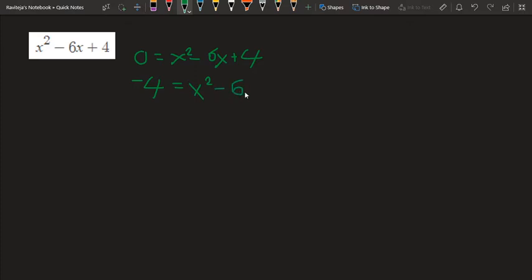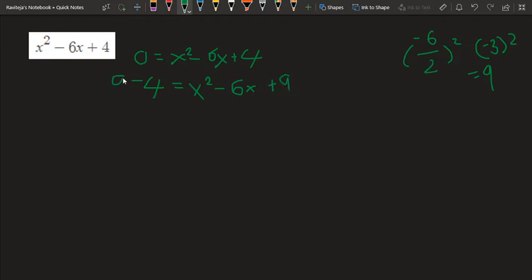Now the next step is to use the formula b over 2 squared to get the missing value, the value that we add on both sides. So let's do that real quick. Our b value for this is negative 6. So we get negative 6 over 2 squared. That is just negative 3 squared, and negative 3 squared is just 9. So now we know to add 9 on both sides.